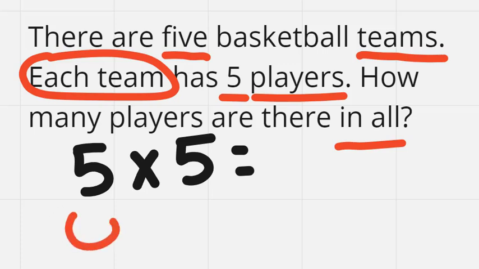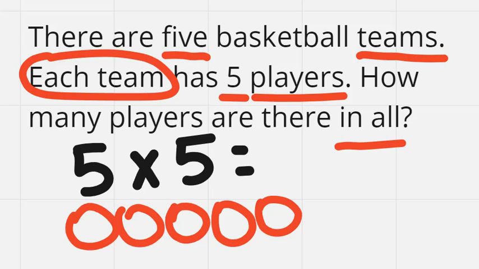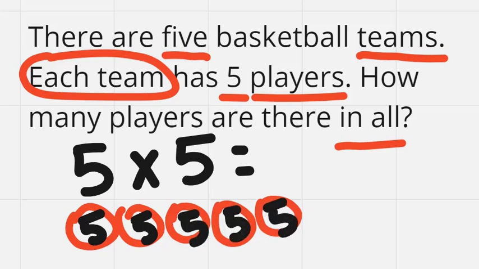We can solve this by either skip counting or drawing a picture. I'm going to draw a picture. Each of these groups represents one team. We have 5 on each one. So this gives us an idea of what it looks like. Let's count. 5, 10, 15, 20, 25. 5 times 5 equals 25. There are 25 players in all. Well done. Be sure to check your work.